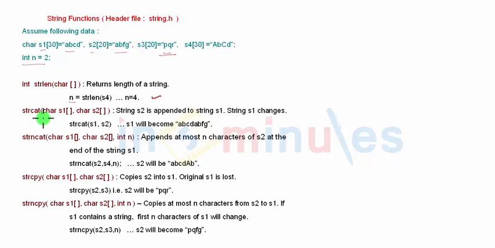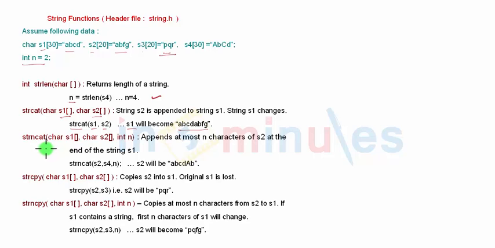Next function is strcat. Full form is string concatenation. It appends the second string at the end of the first string. So it appends s2 at the end of s1. For example, I can write strcat(s1, s2). So string s2 will be appended, that is joined, at the end of s1. s1 will change, but s2 will remain as it is. In this case, s1 is abcd and s2 is abfg. They will be put together into one string s1, so s1 will become abcdabfg. That is, both the strings put together into one string s1.